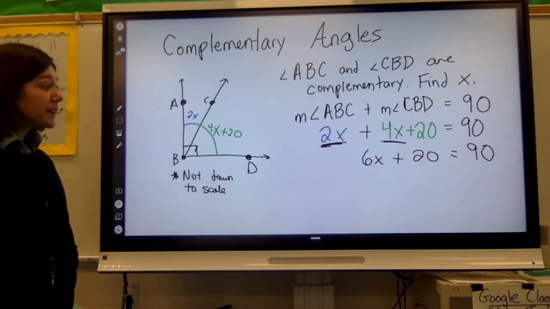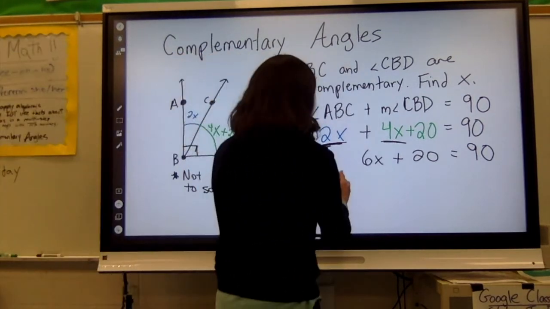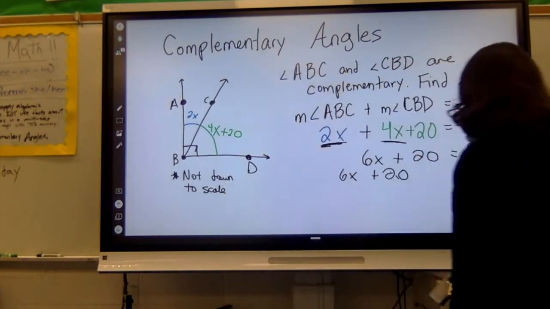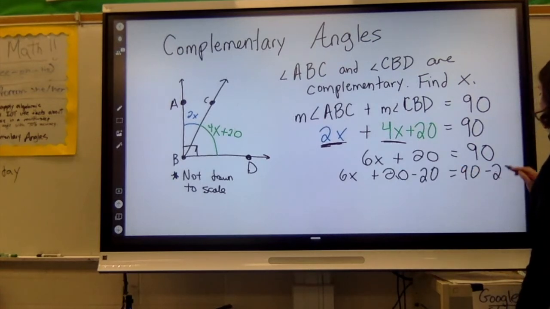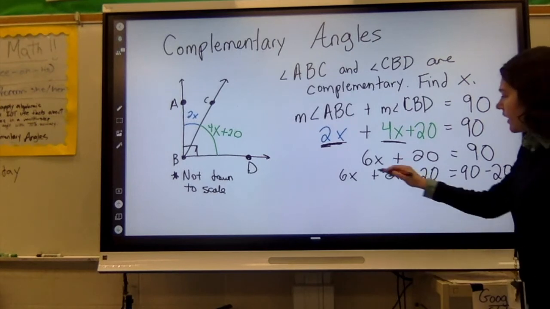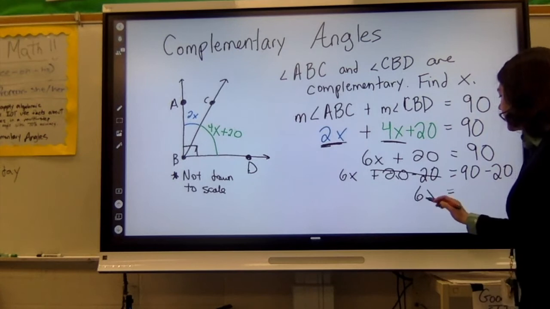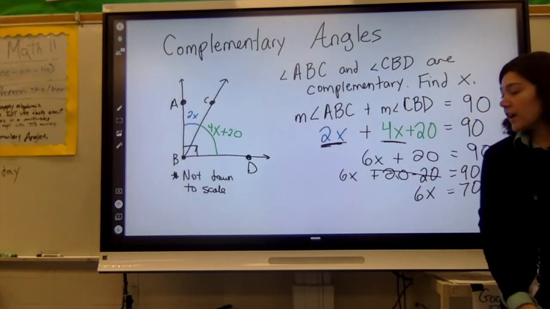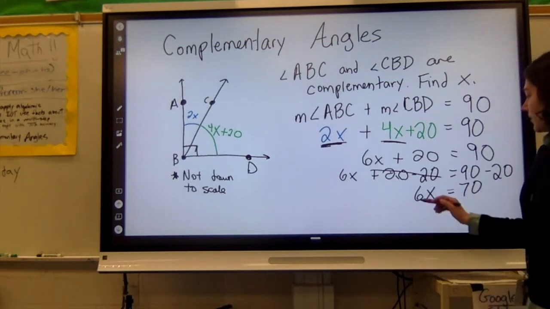I'm currently adding 20 to 6x, so I'm going to undo that by subtracting 20. So I rewrite 6x plus 20 equals 90, and then I subtract 20 on both sides to keep it a balanced equation. 20 minus 20 is 0, so that goes away, and I just get 6x on this side. On the right-hand side, I have 90 minus 20, which is 70. And then lastly, I have x times 6, so I need to undo multiplying by 6 by dividing by 6.